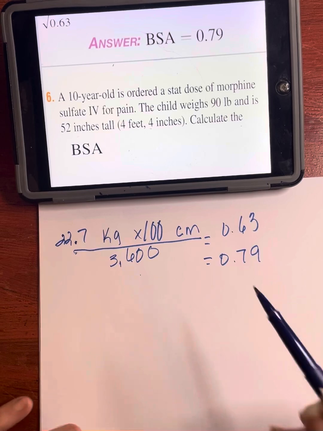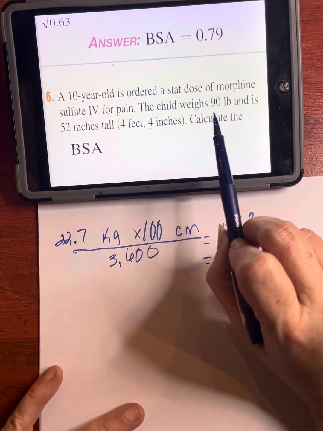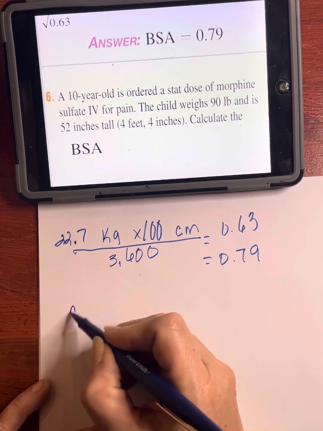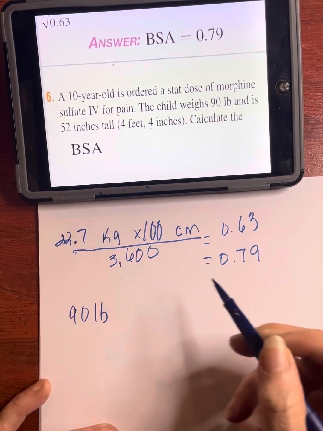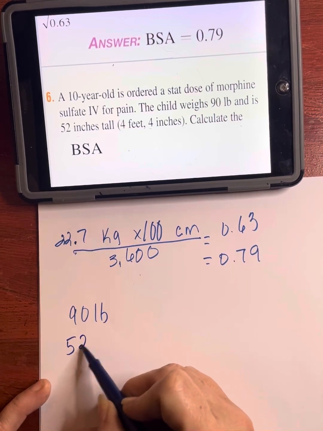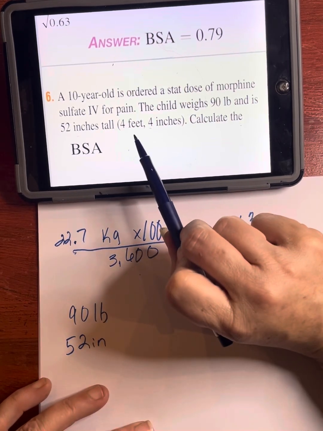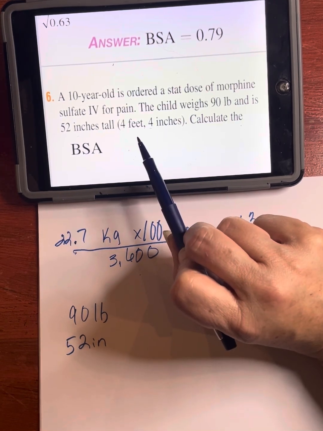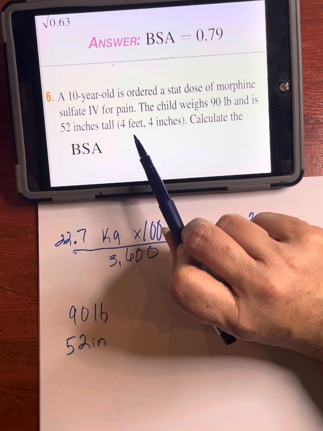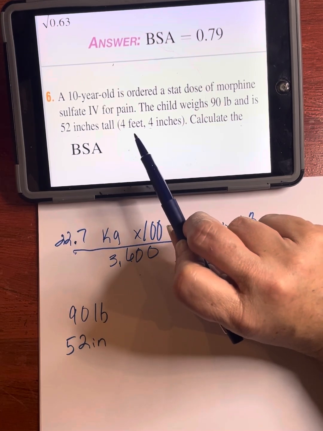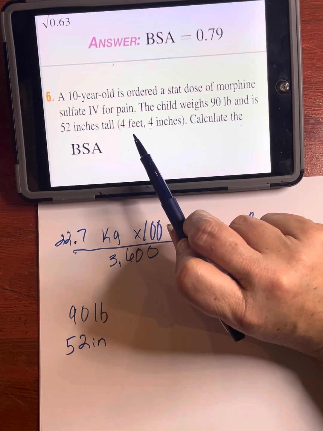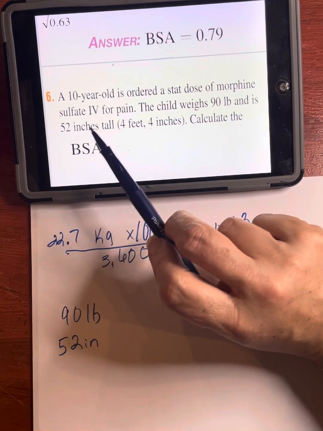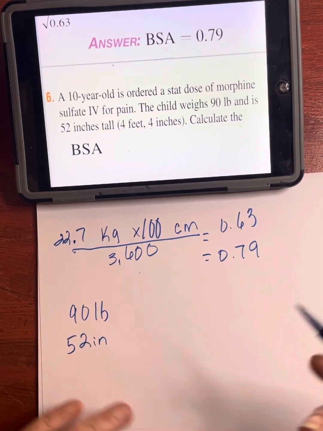A 10-year-old is ordered a stat dose of morphine sulfate IV for pain. The child weighs 90 pounds and he is 52 inches. Now, if they would have given you 4 feet, 4 inches, you would have to know that there are 12 inches in a foot. You'd multiply 12 times 4 and then add the 4 inches, and it would equal 52 inches.